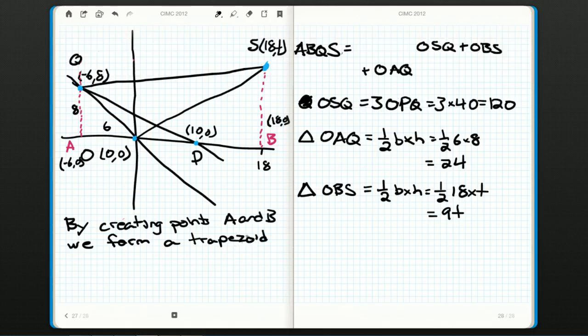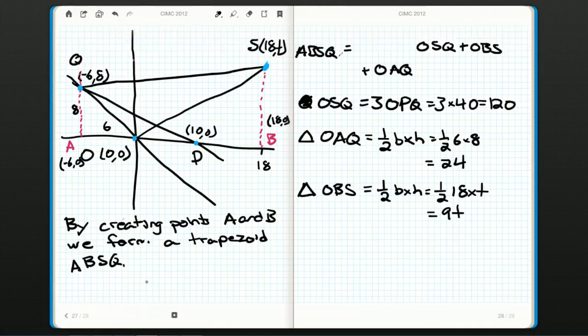That is a trapezoid, yeah. Oh, no, that's not a trapezoid. Trapezoids have... Oh, yeah, it is, but AQ is parallel to BS. This guy up here is labeled wrong. Gotta be ABSQ. And down here we have ABSQ.